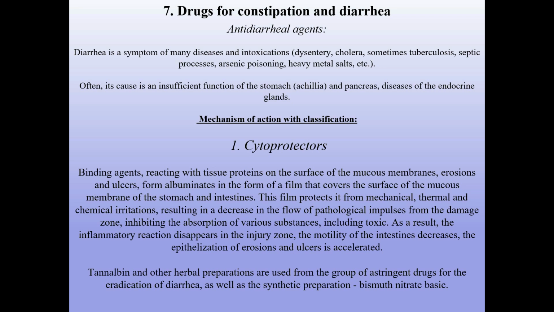Mechanism of action with classification. There are 5 groups. Many of them we discussed in Lecture 3. First group, cytoprotectors. These are binding agents reacting with tissue proteins on the surface of the mucous membranes, erosions, and ulcers, forming albuminates in the form of a film that covers the surface of the mucous membrane of the stomach and intestines.